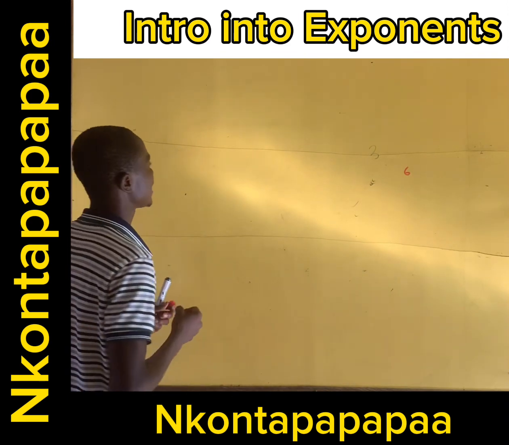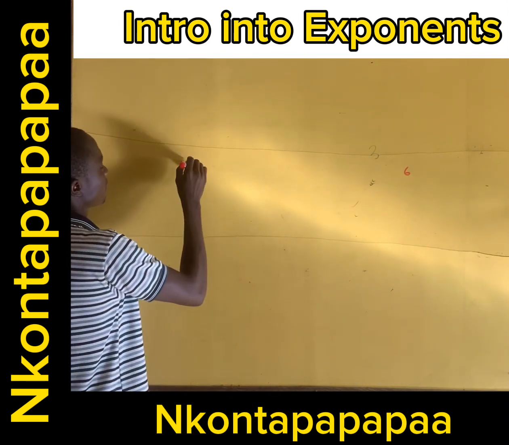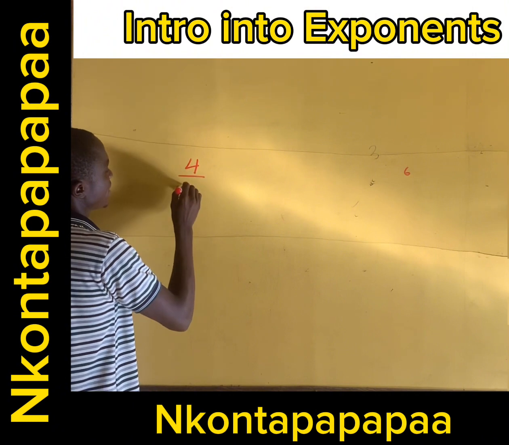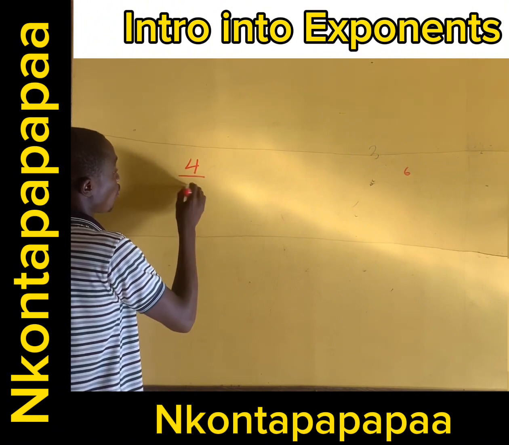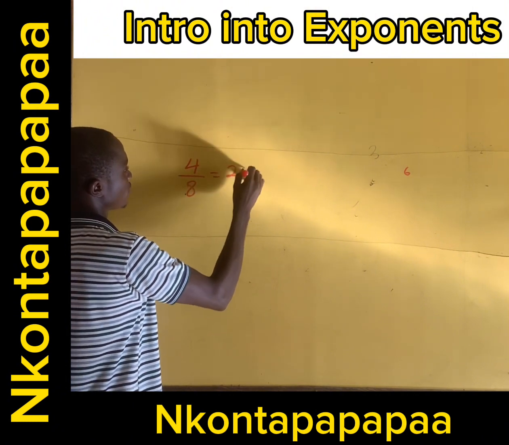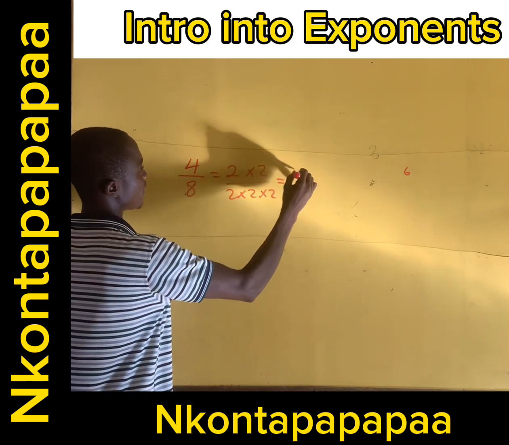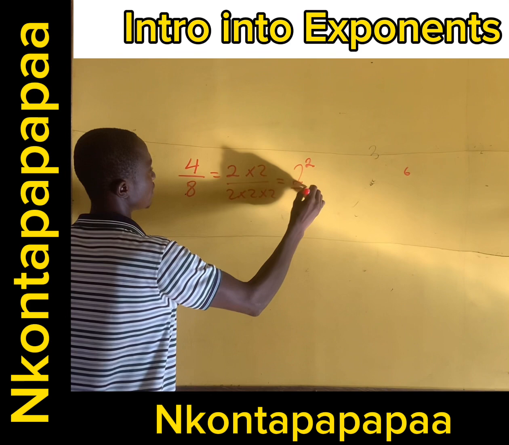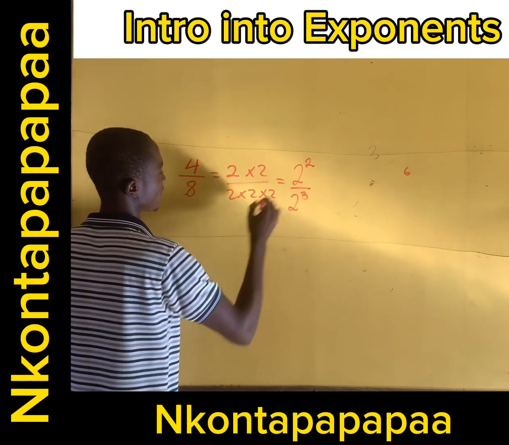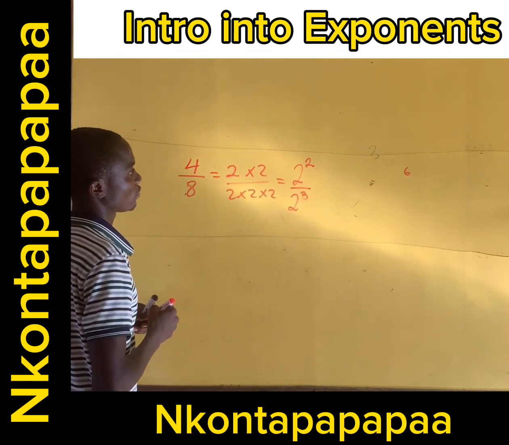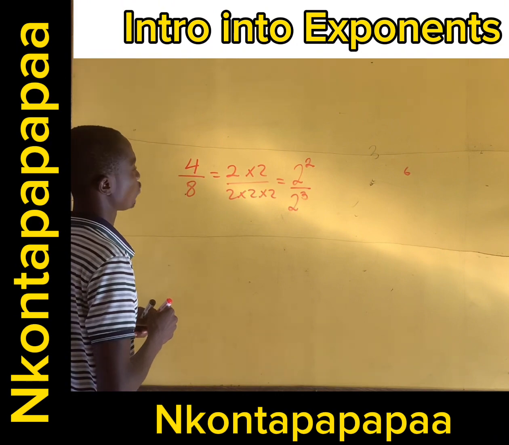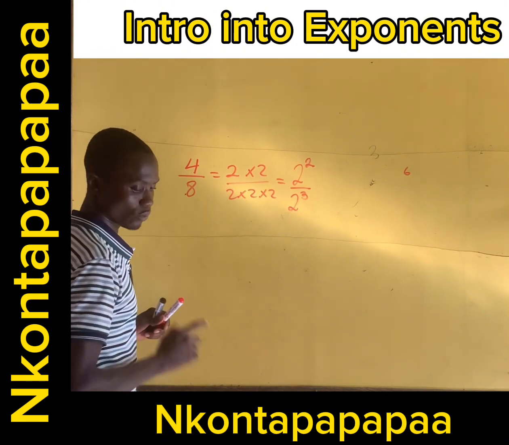Okay, let me do, say, 4 on 8. 4 on 8 and see. This is 2 times 2 divided by 1, 2, 3. This is the same as 2 exponent 2 divided by 2 exponent 3. Wow, this will still give us power negative 1, right? I don't want power negative 1.